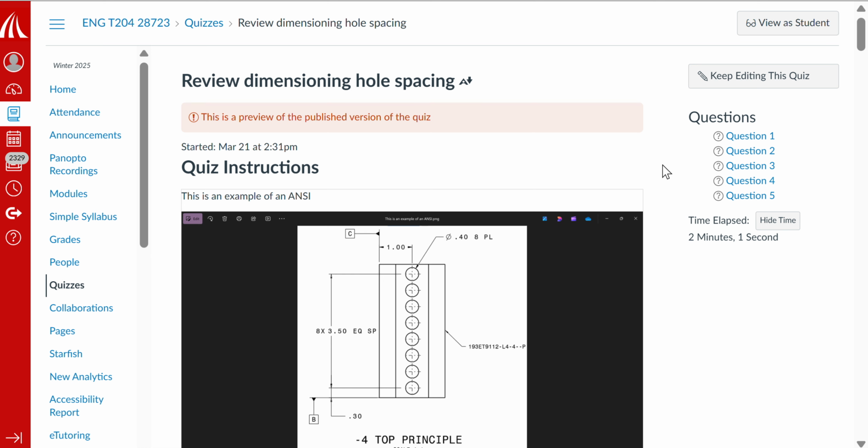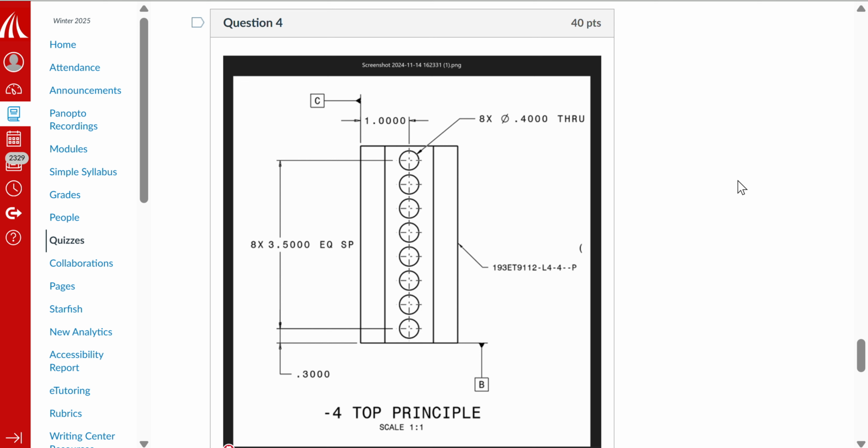This is going to be question 4. So we'll click on question 4. And the first question is, what is the minimum distance from this hole to the edge? What is it supposed to be? Currently it is at 0.3.